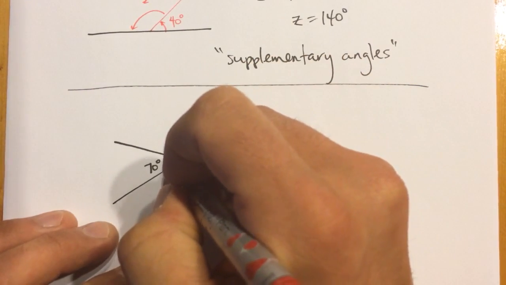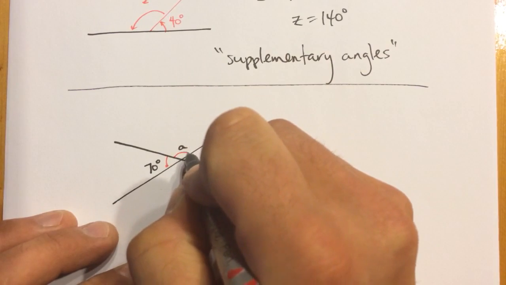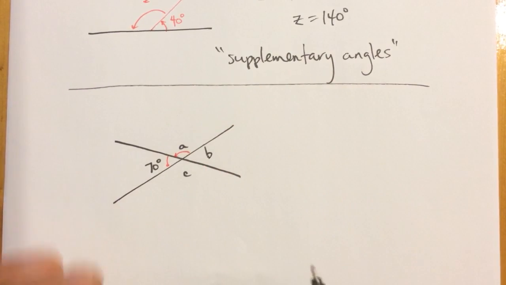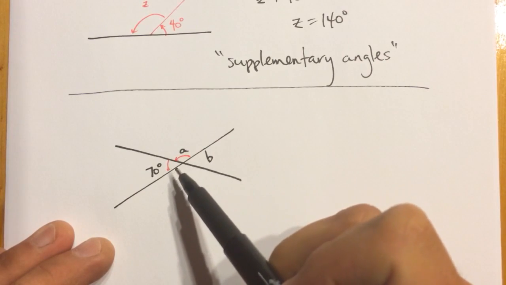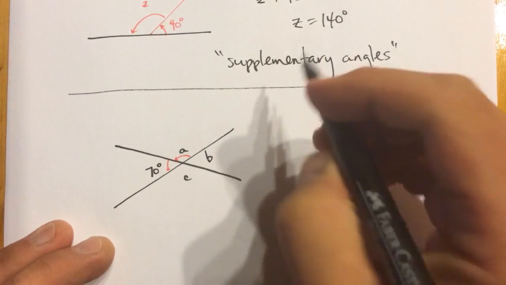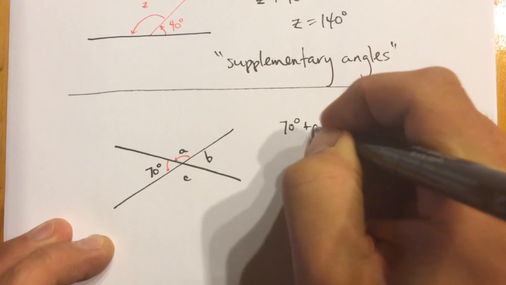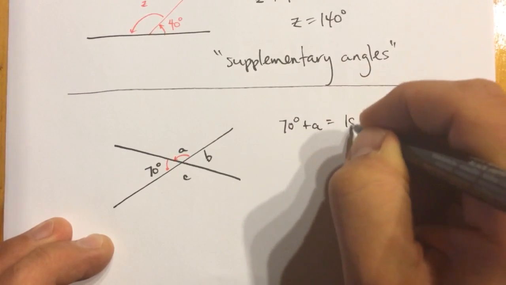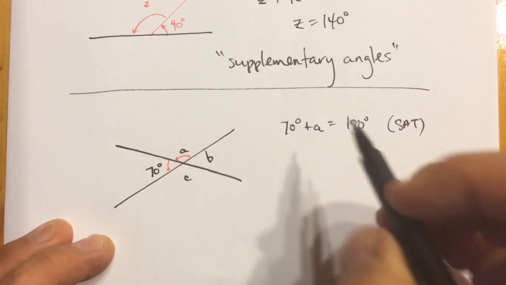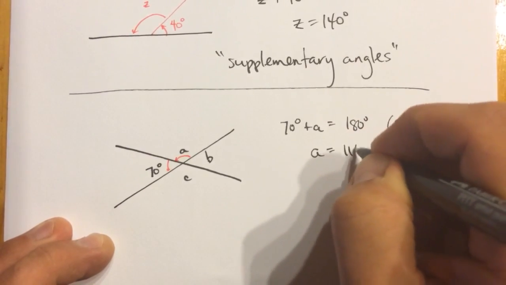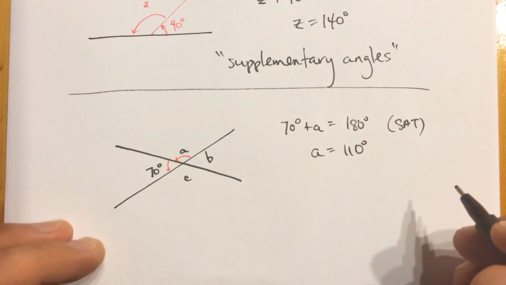So take a look here. There's 70 degrees, but then also this angle A right in there. You see how those 2 together make supplementary angles? Together those must be 180. So I know that 70 degrees plus A is equal to 180 degrees. That's the supplemental angle theorem. And I can solve that to find out that A must be 110 degrees.